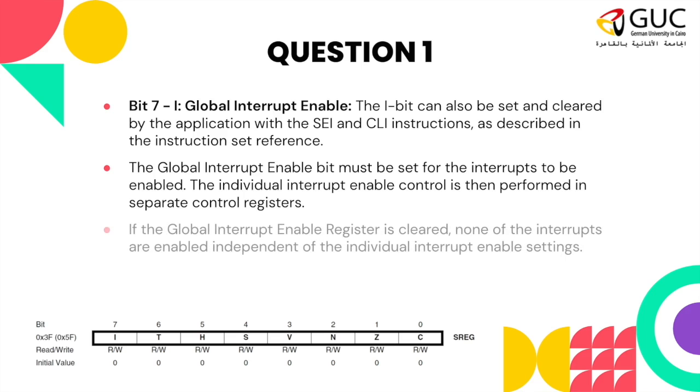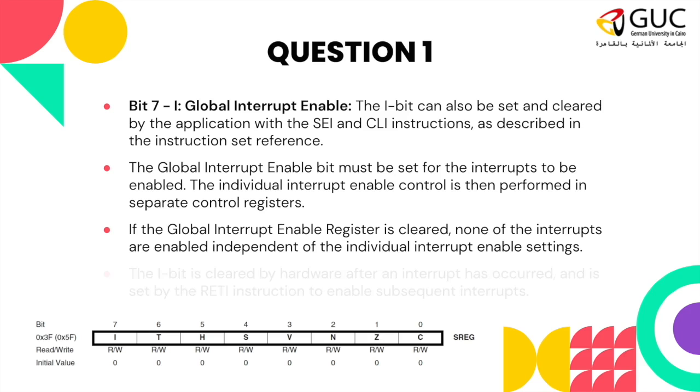Let's move on. If the global interrupt enable register is cleared, none of the interrupts are enabled, independent of the individual interrupt enable setting. So actually this was what I was telling you. Even if I enabled an individual interrupt, if the global interrupt is not set, if it was cleared, it will not work. The local or individual interrupt will not work unless the global interrupt enable is set. And when I say set, it means the bit is 1. When I say clear, it means the bit is 0.